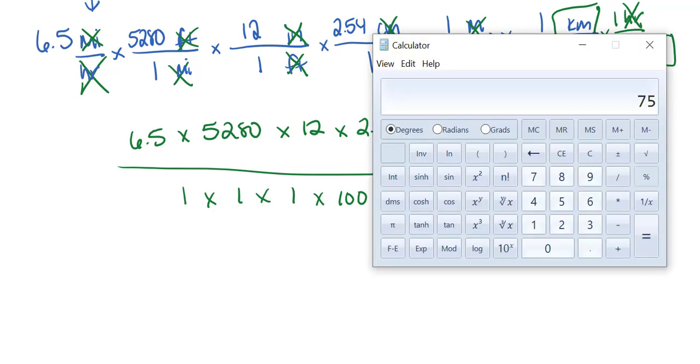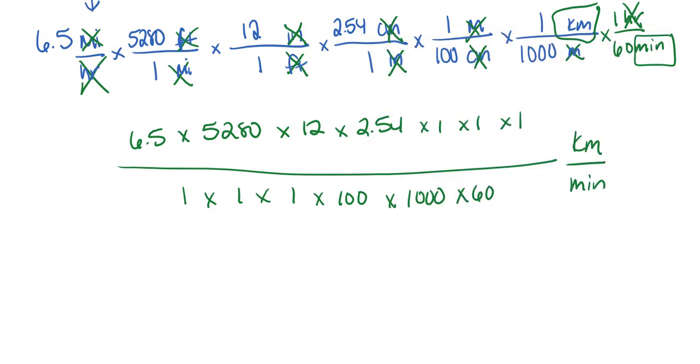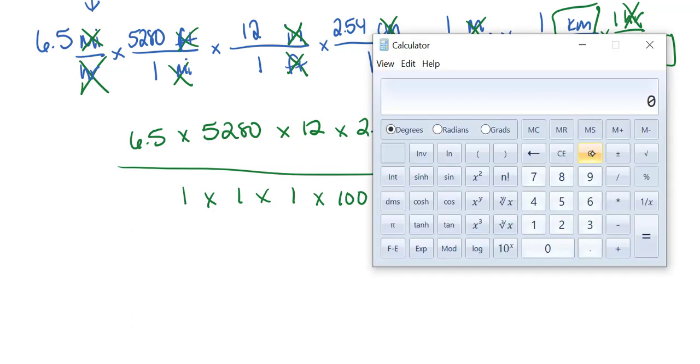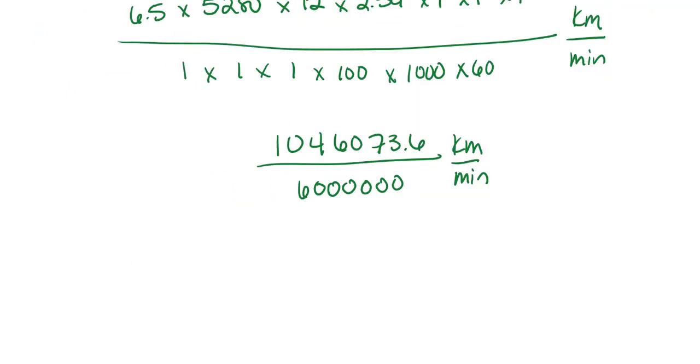So let's get our calculators. 6.5 times 5,280 times 12 times 2.54, which is equal to this very large number. So let's go ahead and write that. Then we'll do the bottom. So we have 100 times 1,000, and then times 60. So what do we get? We get this also very large number.